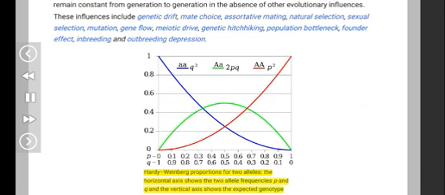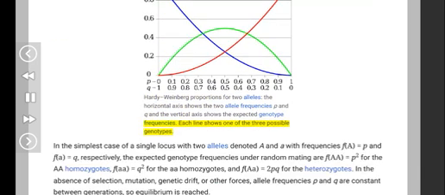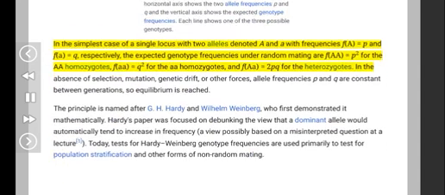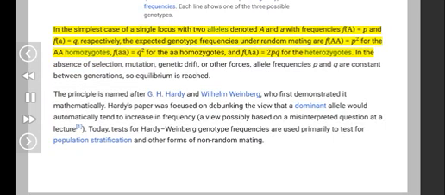Hardy-Weinberg proportions for two alleles. The horizontal axis shows the two allele frequencies p and q and the vertical axis shows the expected genotype frequencies. Each line shows one of the three possible genotypes. In the simplest case of two alleles denoted A and a with frequencies f(A) equals p and f(a) equals q, respectively, the expected genotype frequencies under random mating are f(AA) equals p² for the AA homozygotes, f(aa) equals q² for the aa homozygotes, and f(Aa) equals 2pq for the heterozygotes. Absent selection, mutation, genetic drift, or other forces, allele frequencies p and q are constant between generations, so equilibrium is reached.